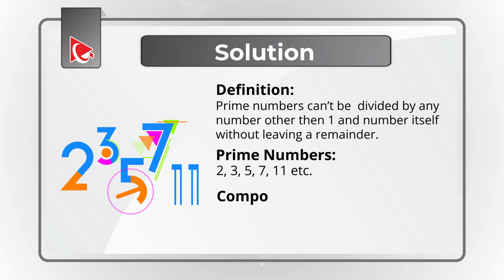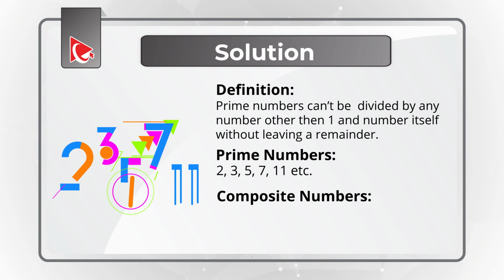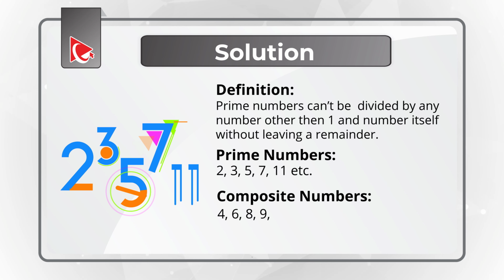The opposite of prime numbers are composite numbers, and examples of those would be 4, could be divided by 2, 6, could be divided by 2 and 3, 8, which could be divided by 2 and 4, 9, 10, and you can continue the sequence.